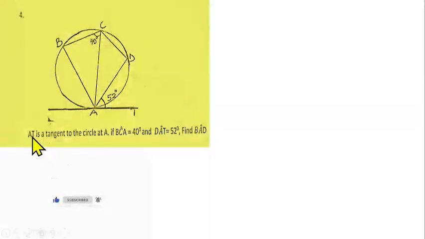Question number 4 is from circle geometry. We are told that AT is a tangent. This line AT is a tangent to the circle at A, and angle BCA is 40 degrees, and angle DAT is 52 degrees. We have to find angle BAD, the total angle from here to here.